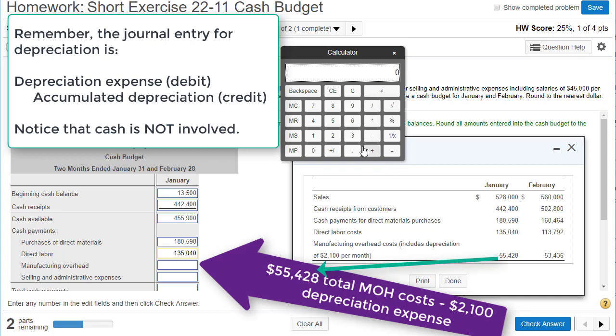So I'm going to put this into the calculator, 55,428. And I'm going to subtract this non-cash expense of $2,100. Because remember, this $55,428 includes the $2,100. So that gives us $53,328 of cash spent on manufacturing overhead.